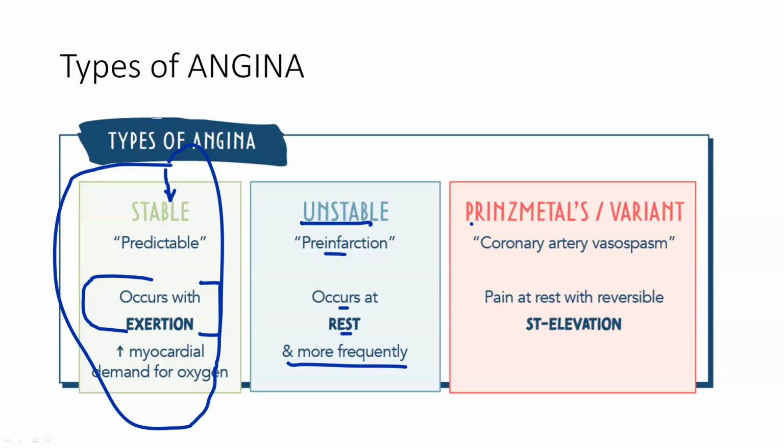Then we have this other type over here, this Prinzmetal's or variant angina. This is from coronary artery vasospasms. So you can see pain at rest, but it's reversible, and that's the thing to think about. Usually it's intermittent, so you may have intermittent ST elevation. And we'll look at that as well when we talk about variant angina.